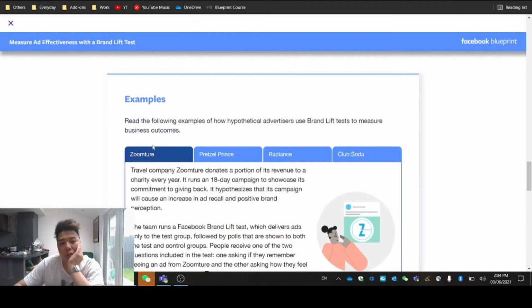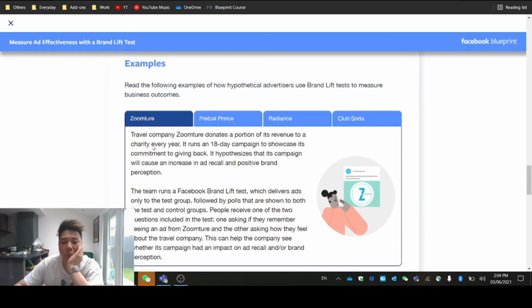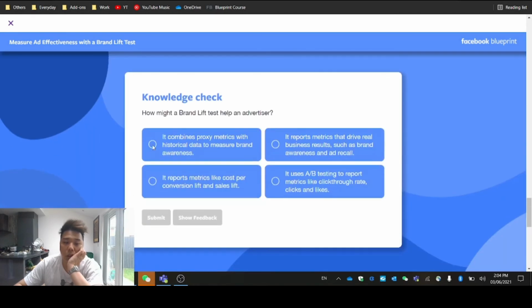Examples: read the following examples of your hypothesis. Advertisers use brand lift tests to measure business outcomes. How might a brand lift test help an advertiser?